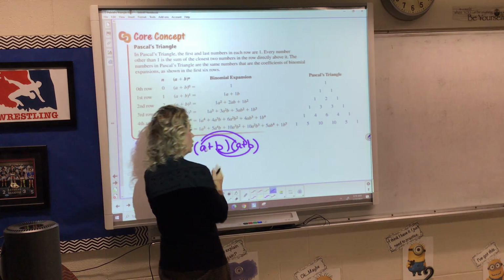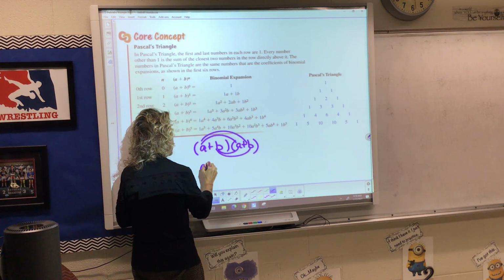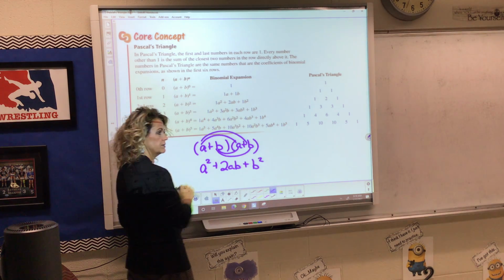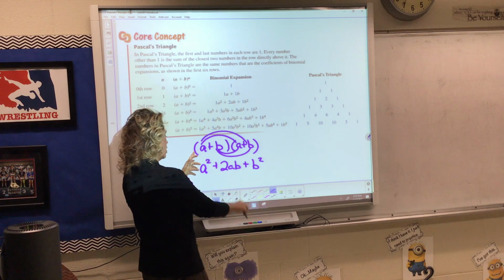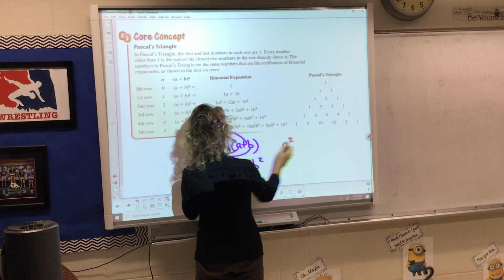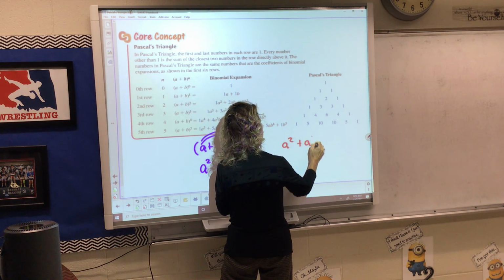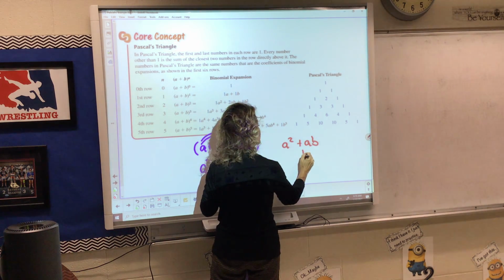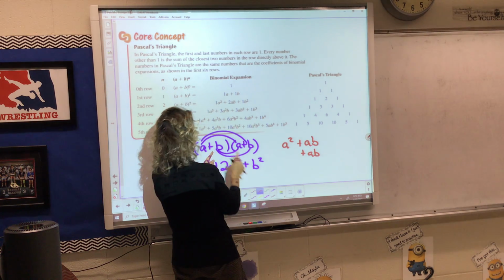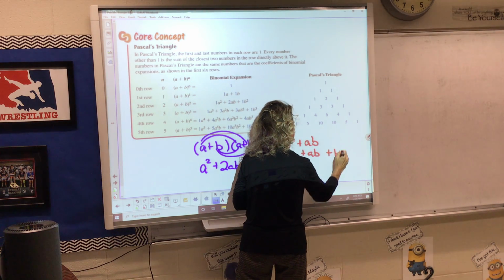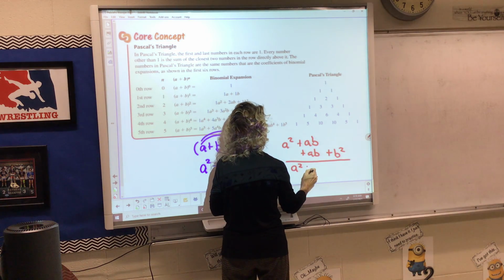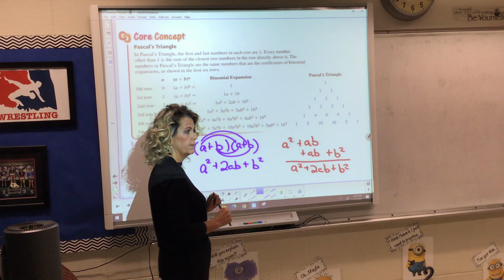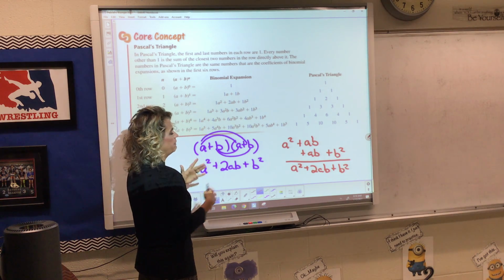Now we all know that this would be a squared plus 2ab plus b squared. Right? Because a times a is a squared, a times b is ab. We multiplied a to everything. Now we have b times a, which is still ab. Yes? We have b times b, which is b squared, and we still get a squared plus 2ab plus b squared. Same thing, yes? And when it's just to the second power, it's kind of easy.